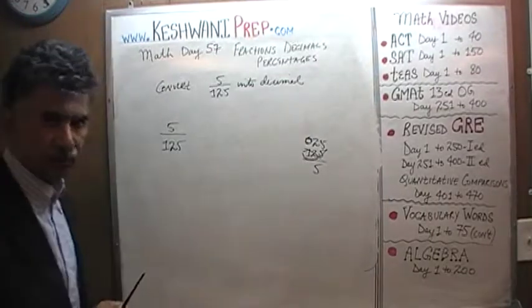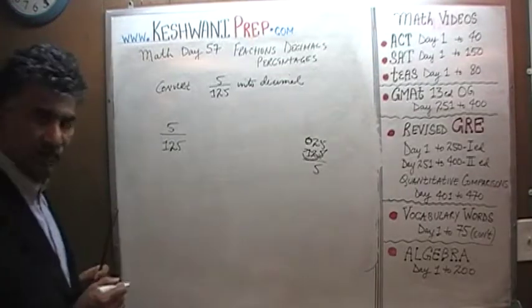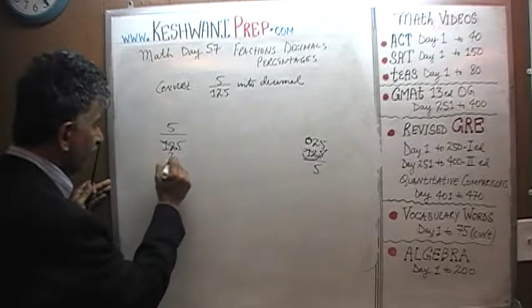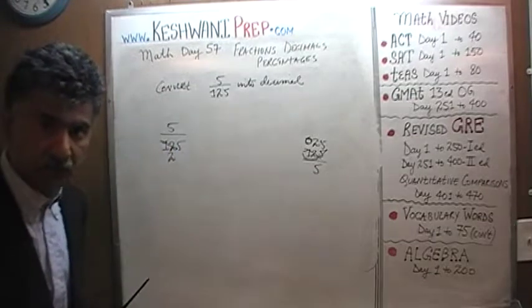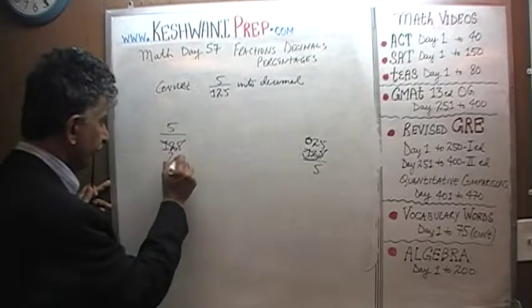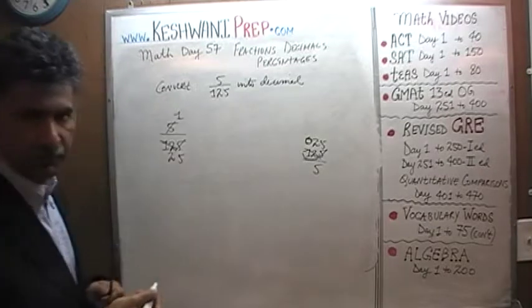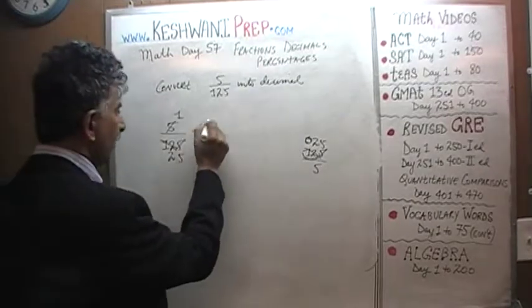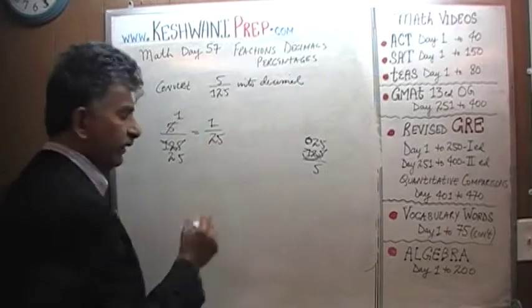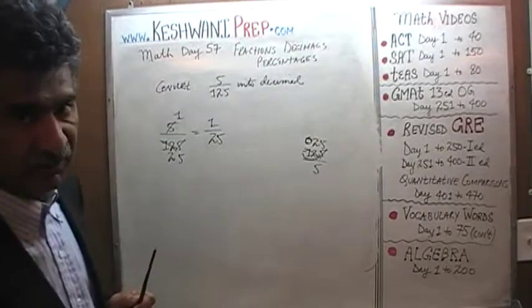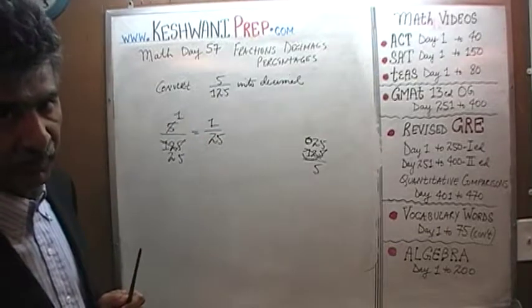We're going to do that here also. So let's divide top and bottom by 5. 12 has 2 5's, the remaining 2 goes and joins the 5, becomes 25, and 25 has 5 5's. And the top just becomes 1. The rest is very easy. Now what we realize is that what we have here is something very simple: 1 over 25.